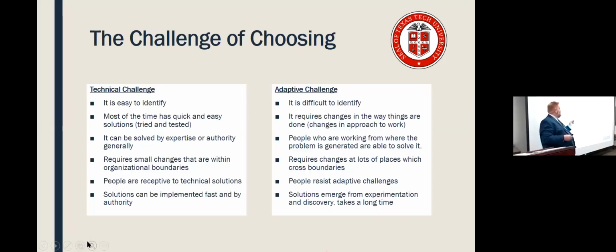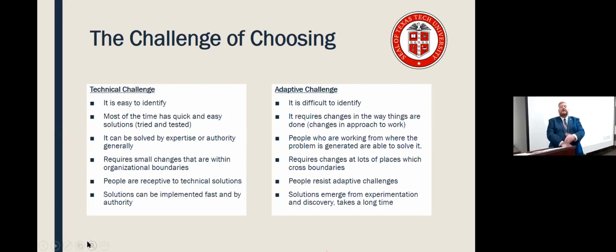I'm sorry, one more question. Yes. Is there a situation where you can have an absolute technical challenge and an absolute adaptive challenge? Because I'm assuming this means it's simply a me problem, and then the last one is simply a they problem. Is that possible? It is possible.